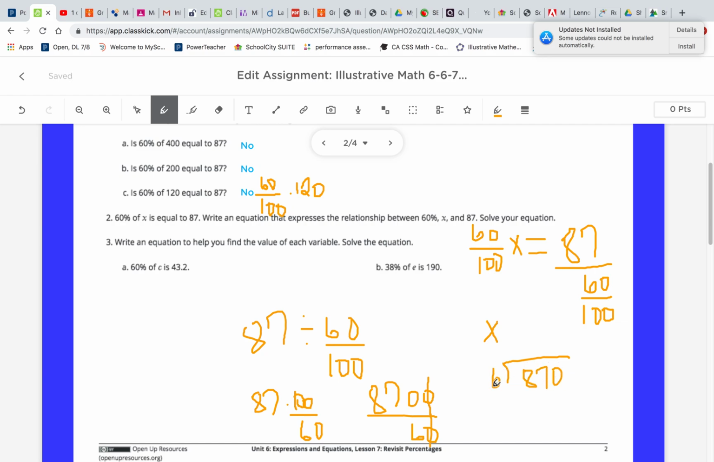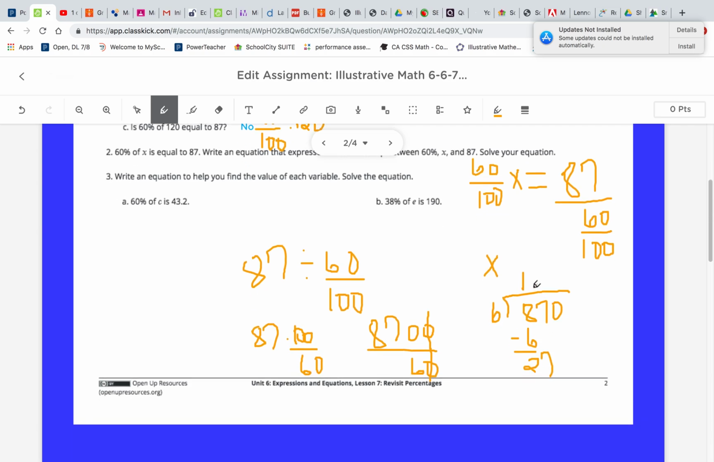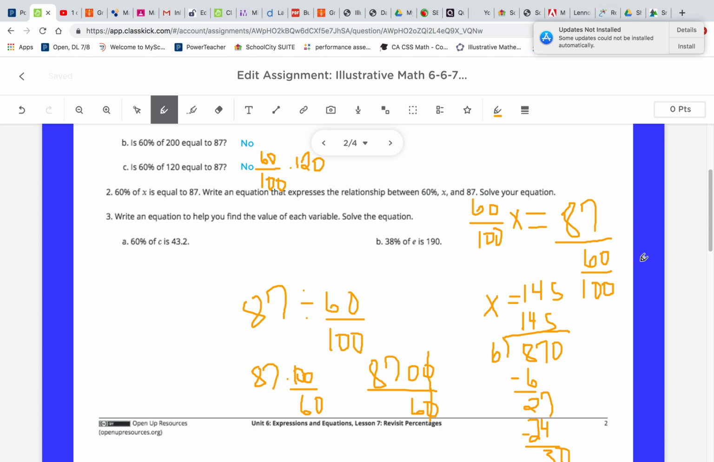870 divided by 6. 6 goes into 8 one time. 1 times 6 is 6. 8 minus 6 is 2. Bring down the 7. 6 goes into 27 4 times. 4 times 6 being 24. 27 take away 24 is 3. And then I have this 0 I can bring down right here. There's the 0. 6 goes into 30 5 times. So x would equal 145. All right, that was for number 2.